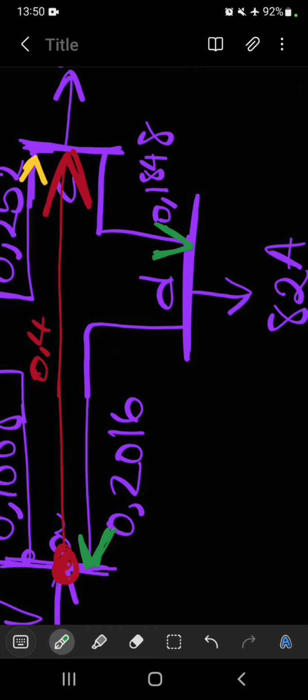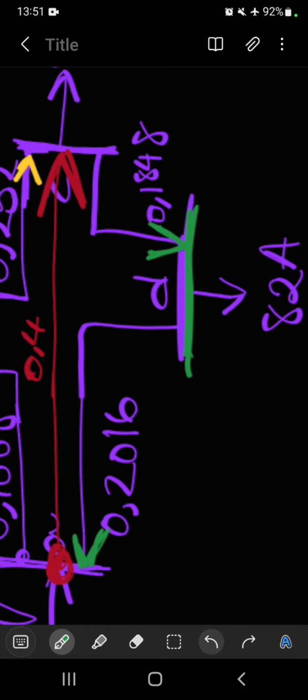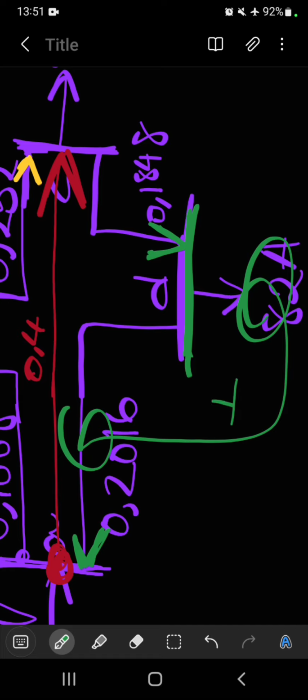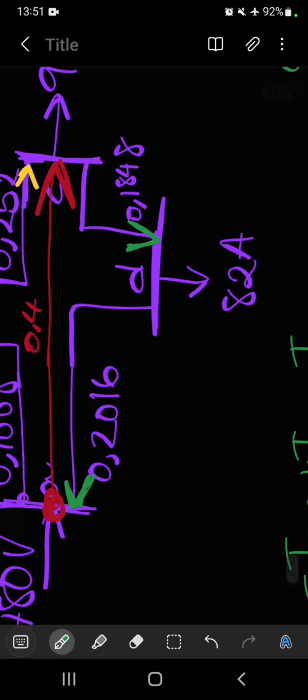Now current DA is leaving bus bar D. Current ID is also leaving the bus bar. Now current DC is entering the bus bar, meaning this and this equal this. So I'm going to manipulate the formula, making IDA the subject of the formula.